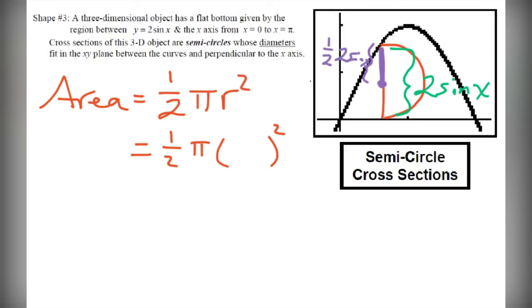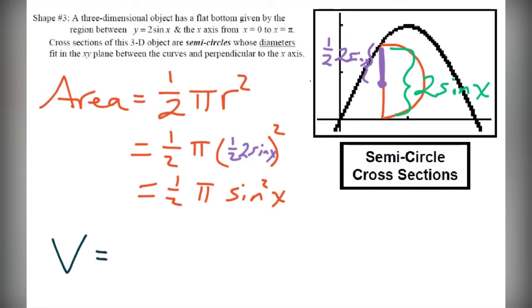Now we want to be careful here because half of our 2 sine wave is actually going to simplify to be just sine. And so we end up with an expression, or really a formula, that says that the area is 1/2 of pi sine squared. Okay, now, once again, that's the main thinking. In other words, that's the area of the cross section.